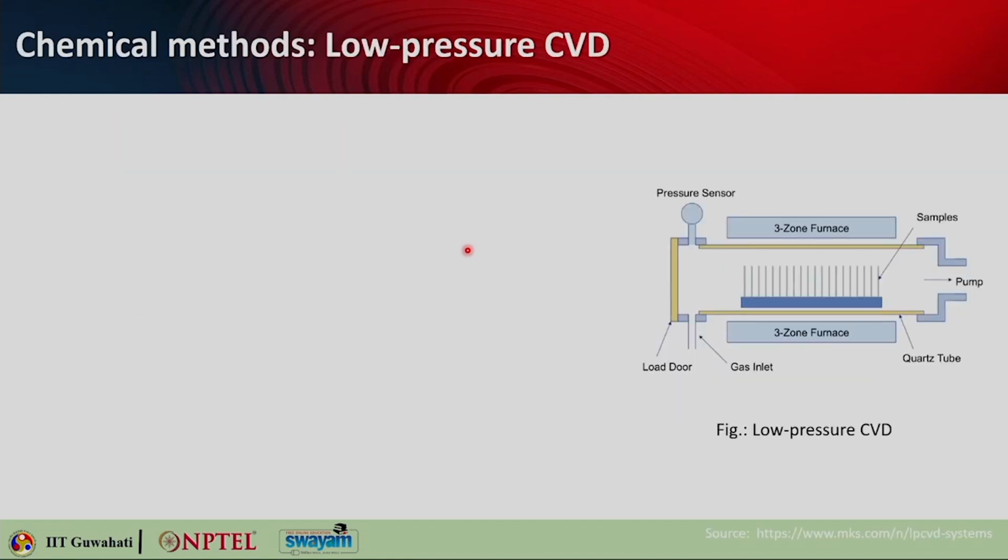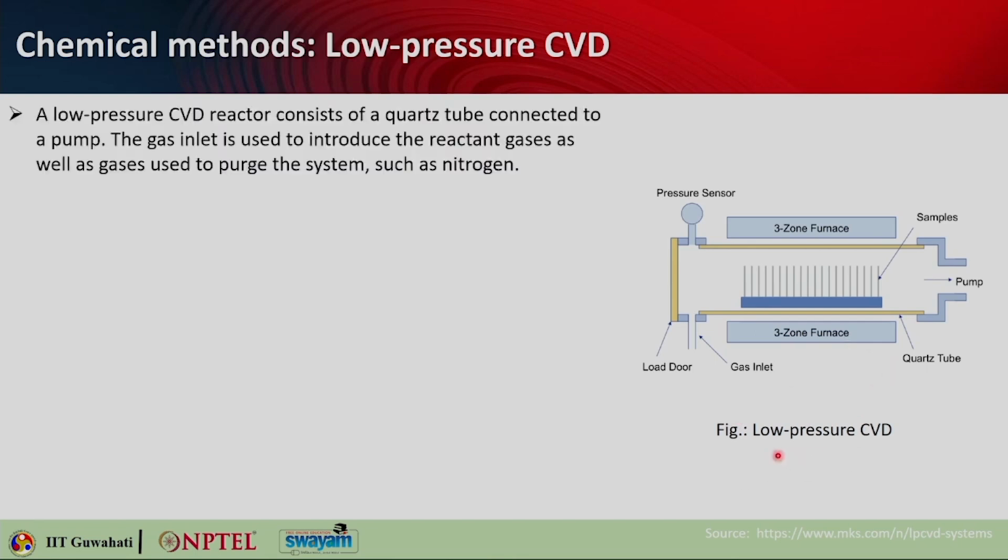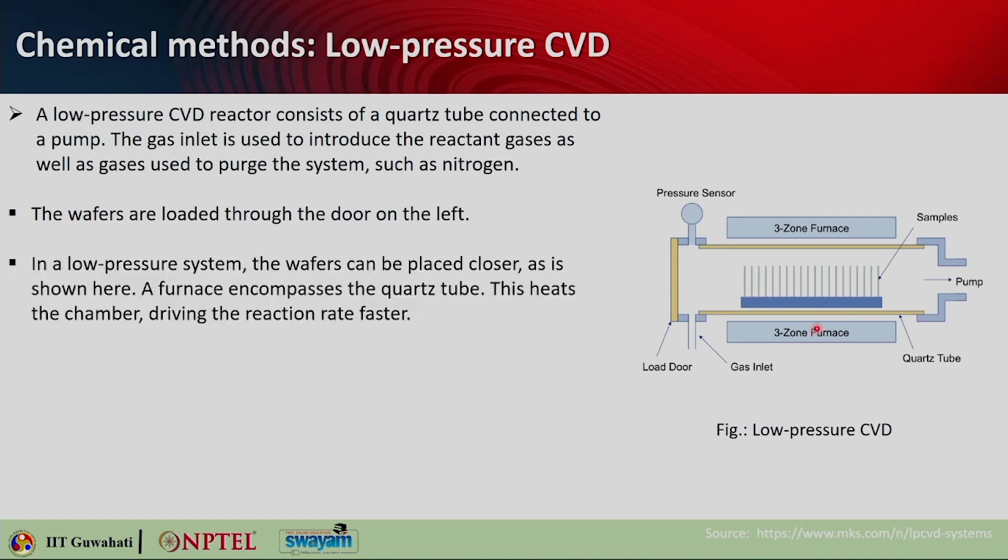So, here is the setup typically used for low pressure CVD. In this particular case of low pressure CVD, the reactor consists of a quartz tube that you see here. This quartz tube is connected to a pump, and the gas inlet is used to introduce the reactant gases, as well as the gases needed to purge the system. Typically nitrogen is used for purging, and the wafers are loaded through the door which is on the left. So, you can open this door and load the sample.